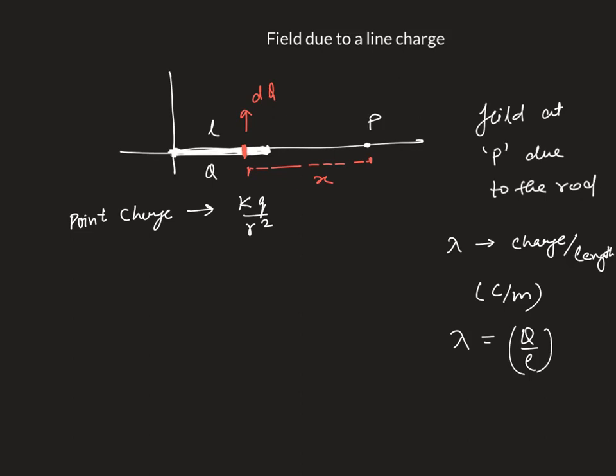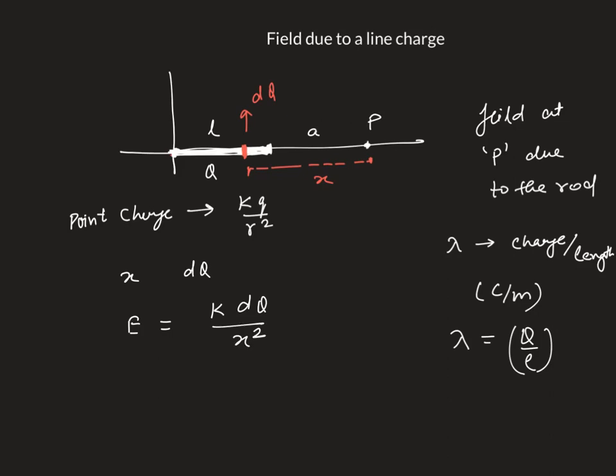Now, I have given the length of this rod as L. The length between the end of the rod and point P is going to be A. Let's call this distance A. Now, what is the distance between the red point charge and the point P? The distance between the red charge and the point P is x. What is the value of charge? That is dq. And what will be the field? The field is simply going to be k dq upon x squared.